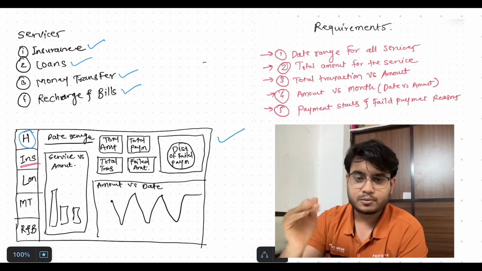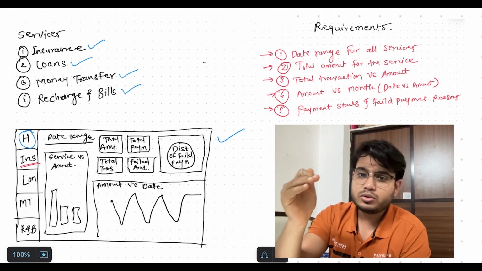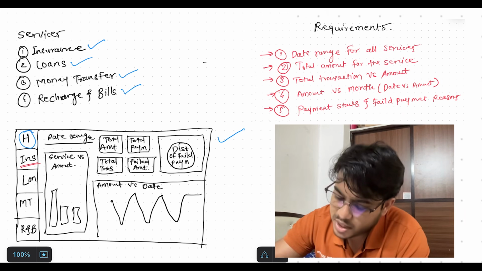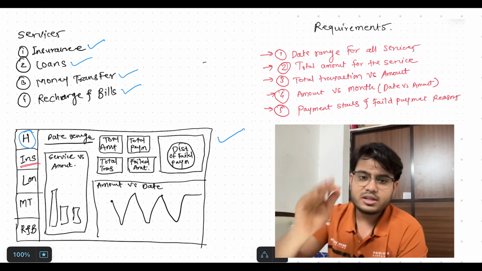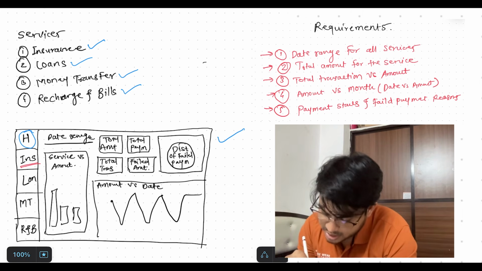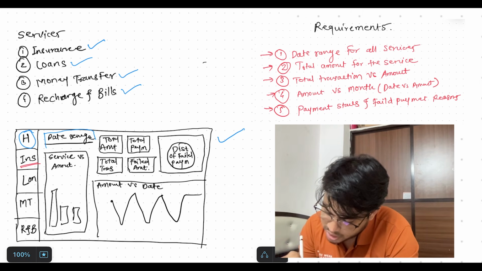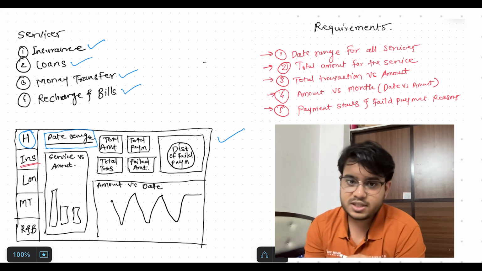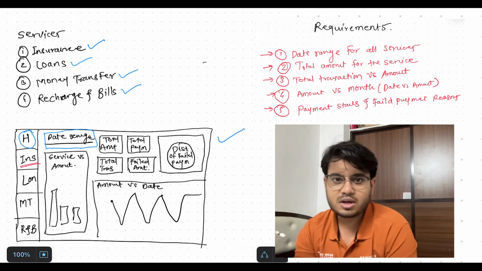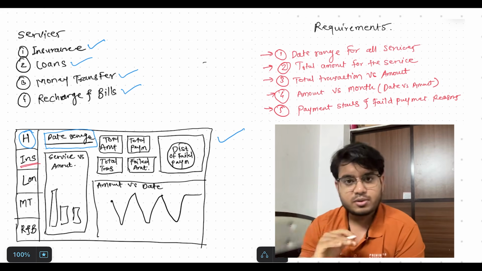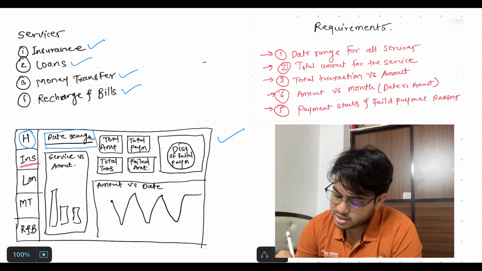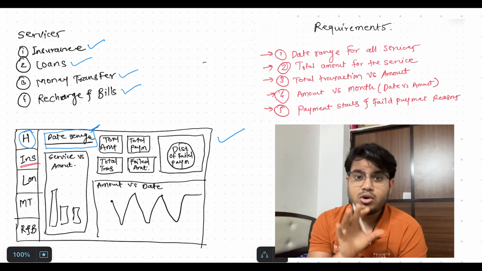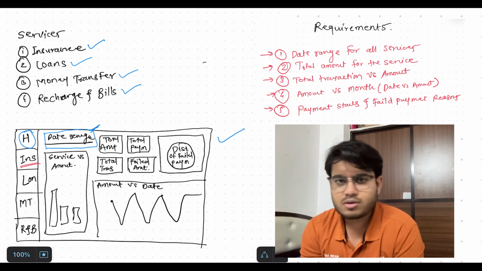Now here is the rough structure that I have created, but let's understand how you can create this rough structure before creating any project. According to the requirements we have to mention the date range for all the services. So this is the section where we'll mention the date range for all the services. Now, all the services, in the sense, will create 5 tabs. For that, this date range will be common.